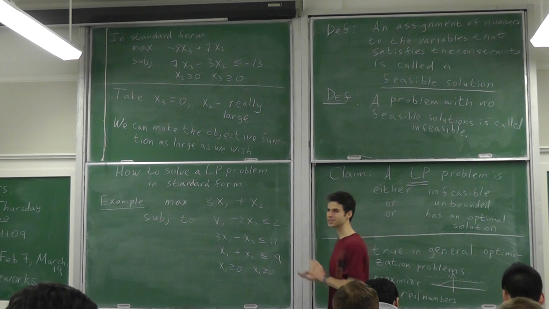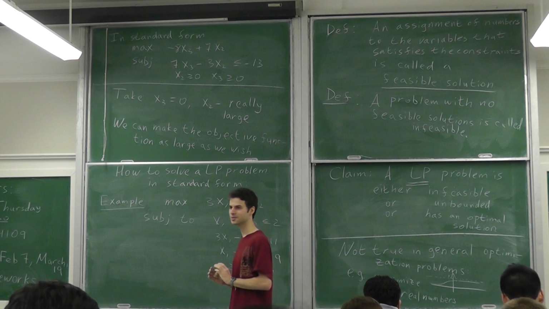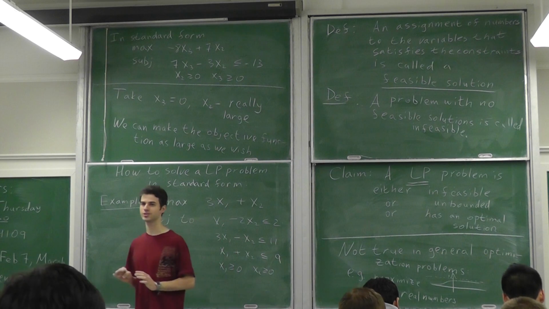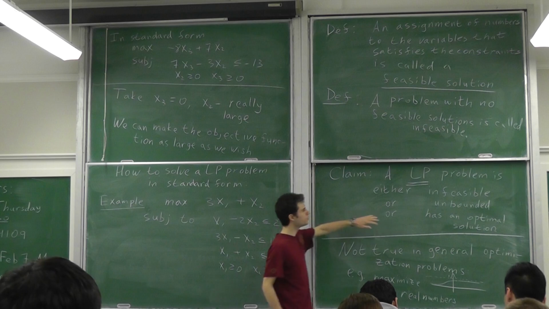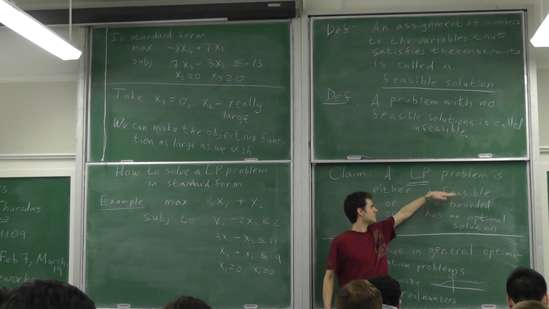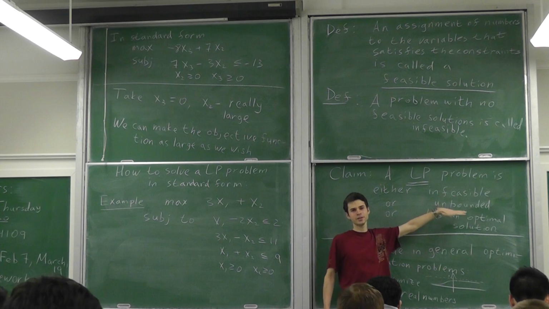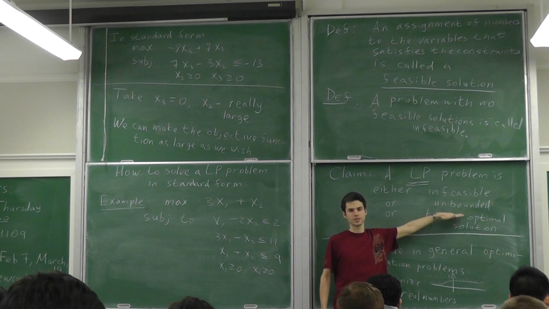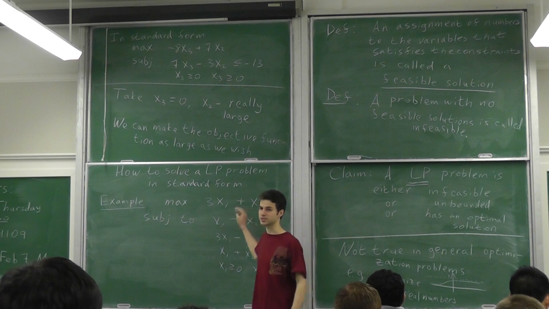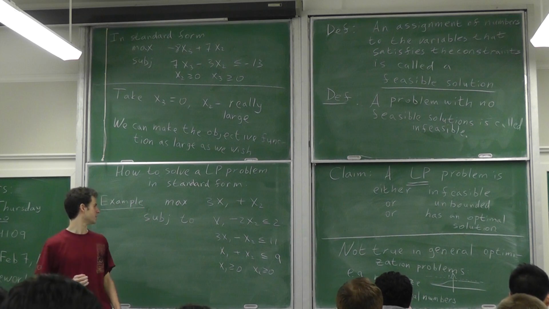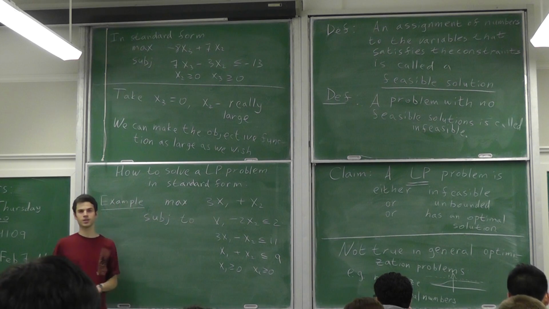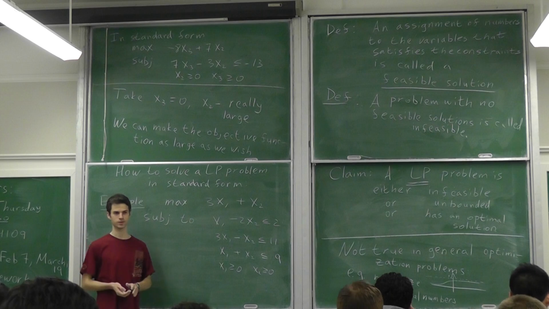So before we start solving the problem, let's make sure that it does have an optimal solution. We have to check, according to this claim, just two things: that there is at least one solution and that the problem is bounded, that you cannot make this function as large as you wish. So let's check the first one. Does this problem have at least one solution?